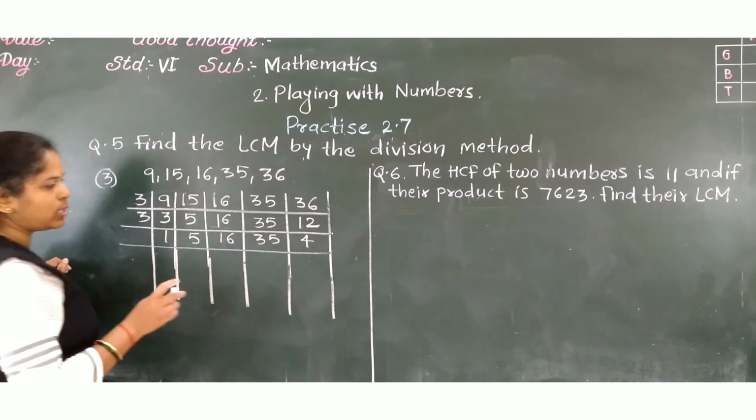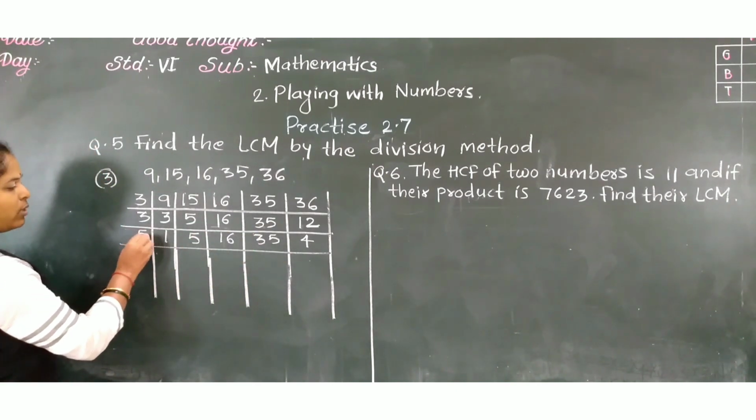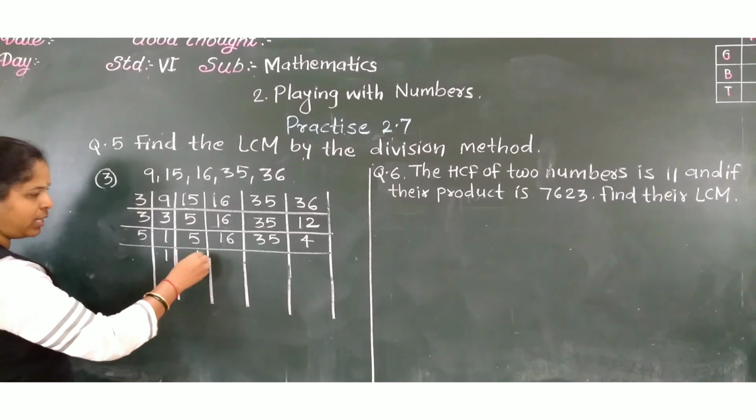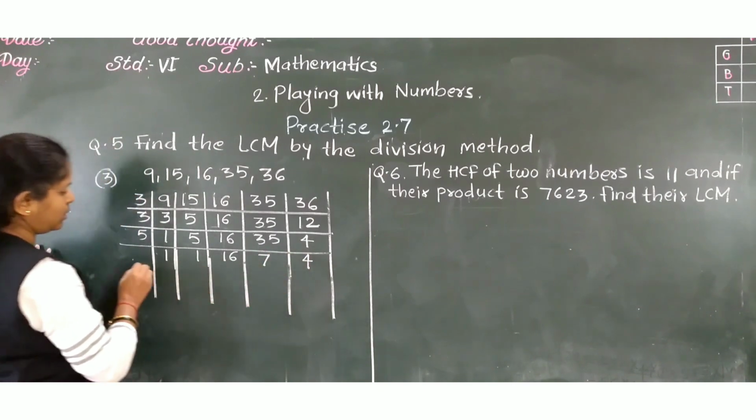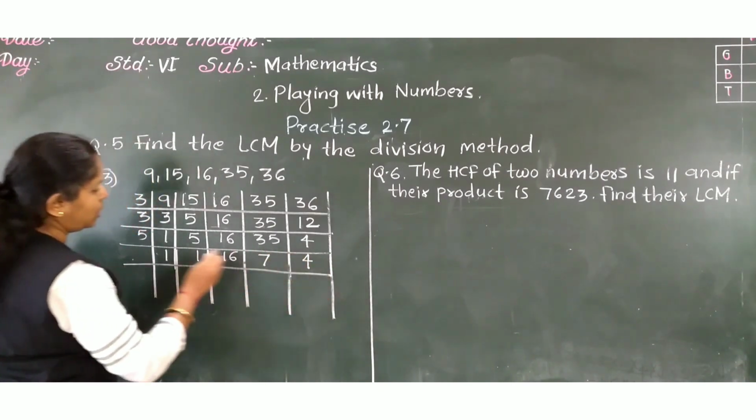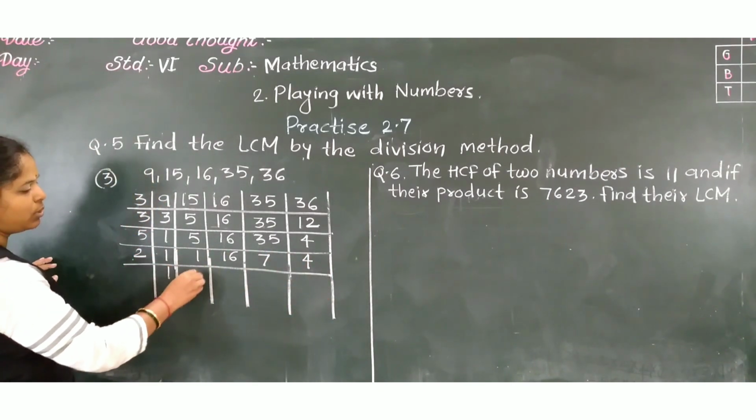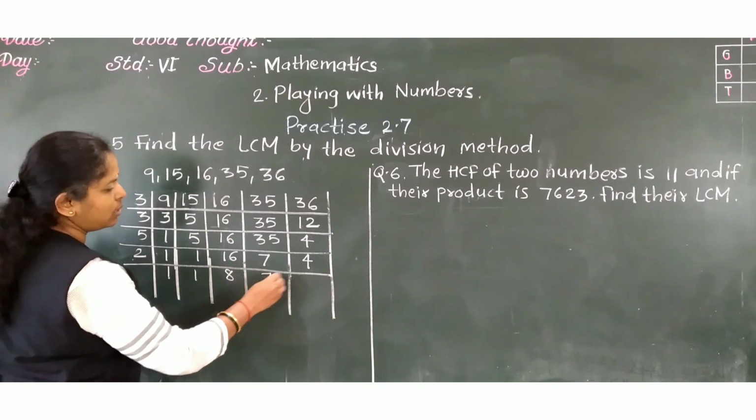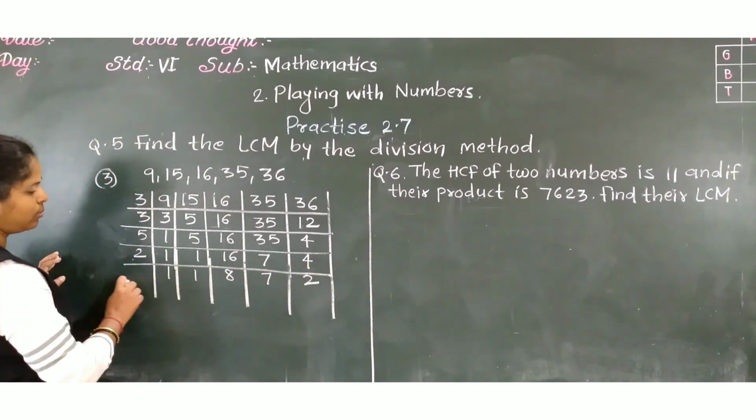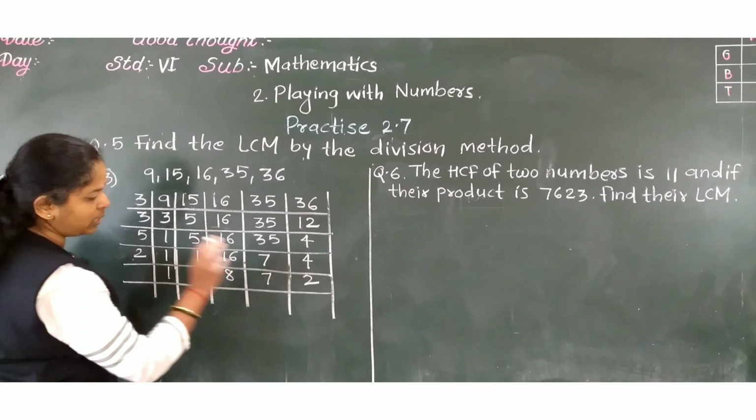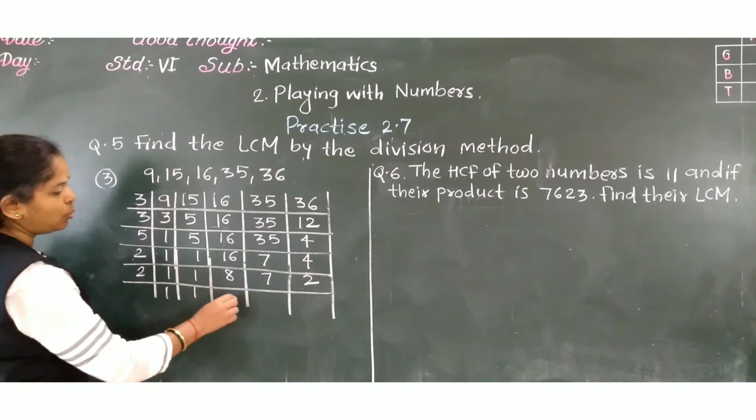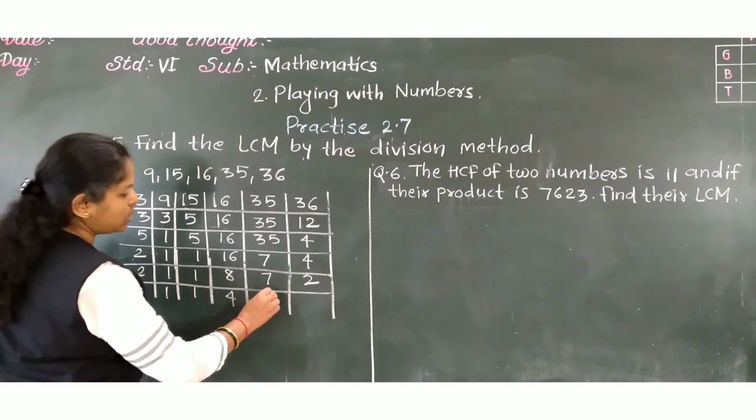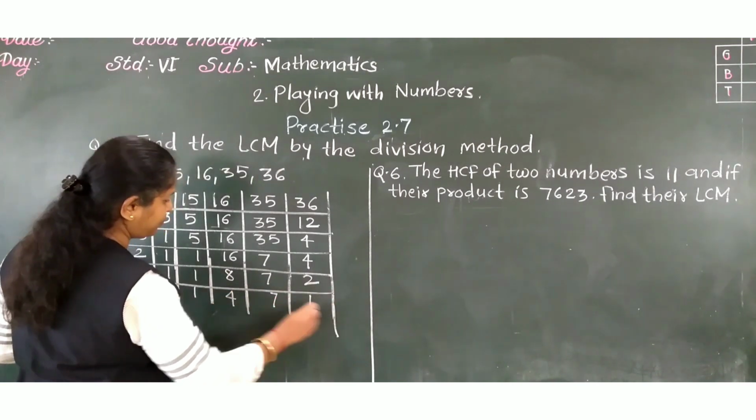Then 5 and 35 are divisible by 5, and 16 and 4 are divisible by 2. So I will first divide by 5. 5 1s are 5, 16 write as it is, 5 7s are 35, and 4 write as it is. Now 2. 2 8s are 16 and 2 2s are 4. 7 I have written as it is. Now again by 2. 1 1, 2 4s are 8, 7, 2 1s are 2.